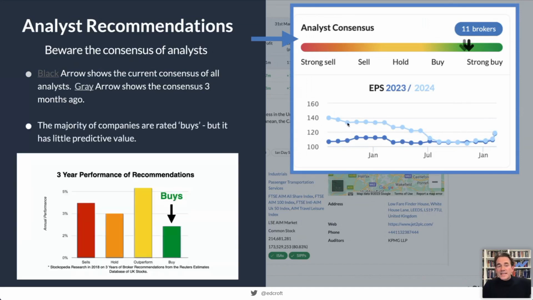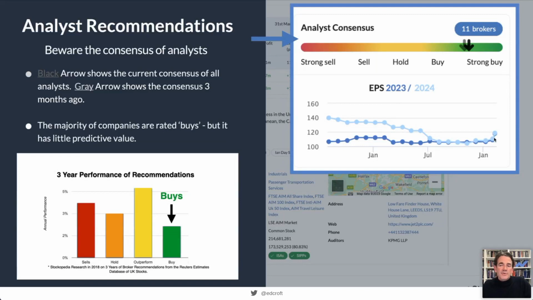But one key point, we did a study once on this. We did, I think, a 3-year study of broker buy recommendations and how they performed. This was a number of years ago now. But the strong buys had significantly underperformed, and sells as well. So brokers, no matter what they say, are often incentivized to put out buy recommendations for a number of reasons in the city. So you do want to take that with a pinch of salt. Sorry, I should have said you can see here for Jet2, the black arrow is to the right of the gray arrow, which means the recommendation is going up. I'm sorry if I'm contradicting myself, but that's the way it's going.